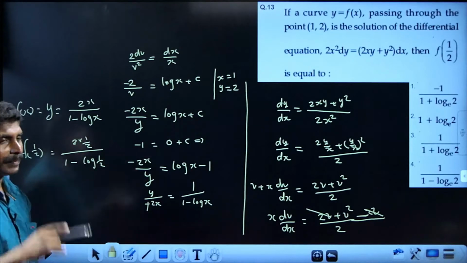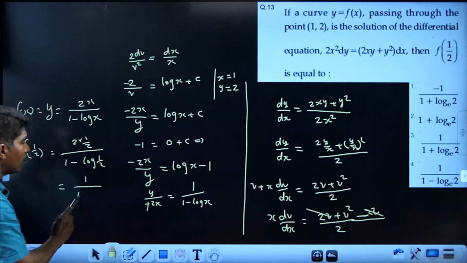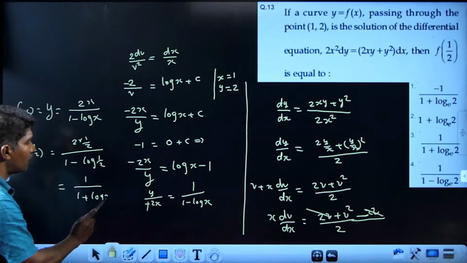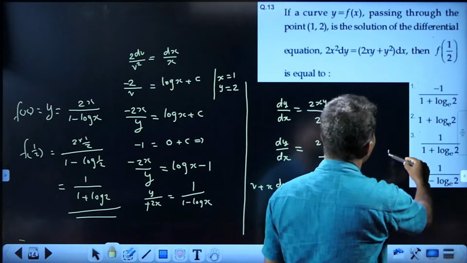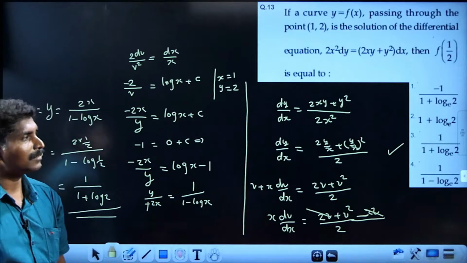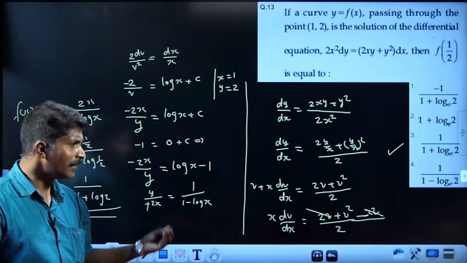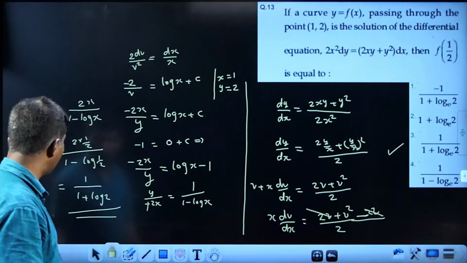Log of 1 by 2 is minus log 2, so minus minus plus. So this is equal to what? 1 divided by 1 plus log 2. A very simple problem, all the students can do it. 1 divided by 1 plus log 2. Okay, a little bit lengthy, but all the steps are very simple.